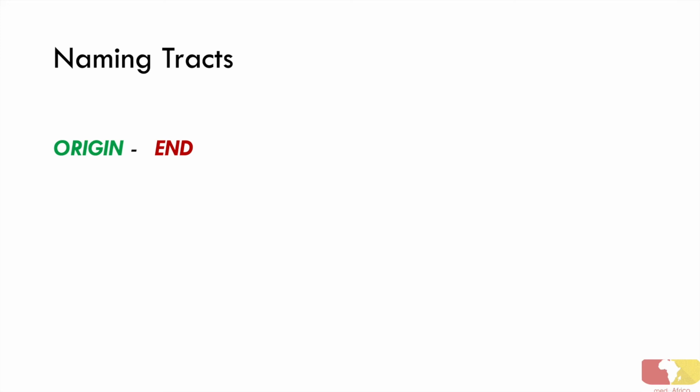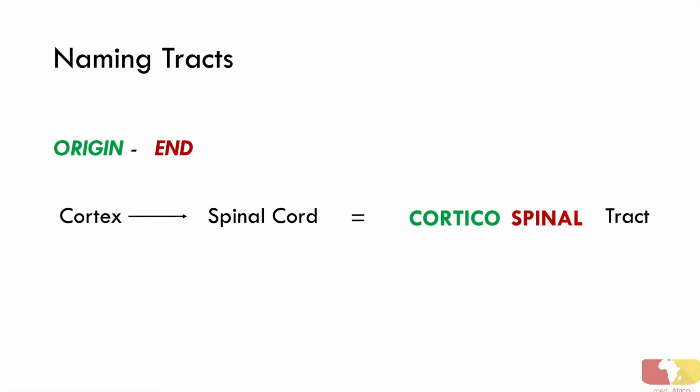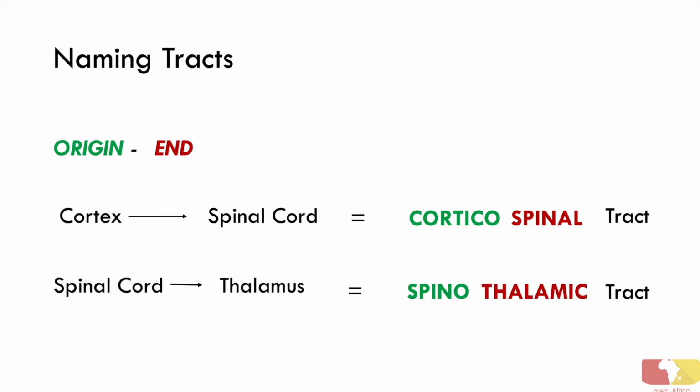So for example, if you have a tract that's starting from the brain cortex and going into the spinal cord, you will call that a corticospinal tract. If you have a tract that's starting from the spinal cord and going to the thalamus in the brain, you will end up with a spinothalamic tract.